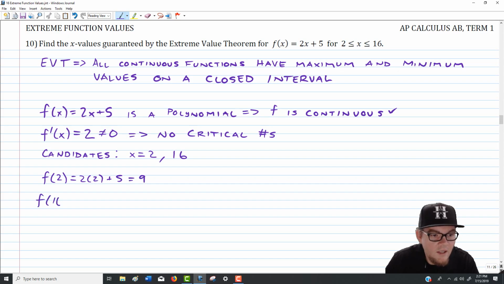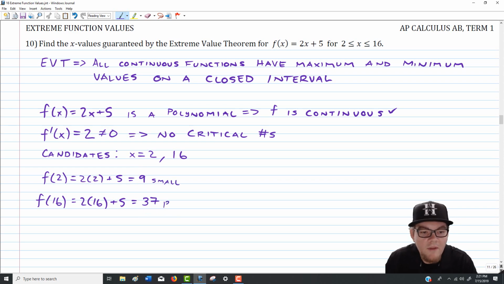And f of 16, I believe I made this as an homage to good old mighty Chen, but let's see. It's going to be 32 plus 5 is 37. I did. So we have our small value, and we have our big value.